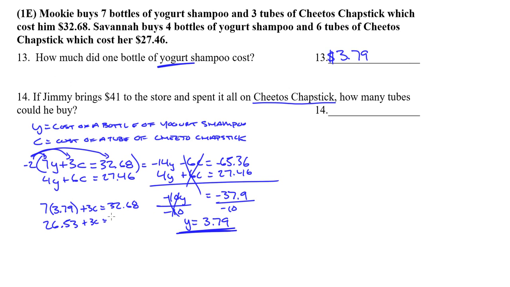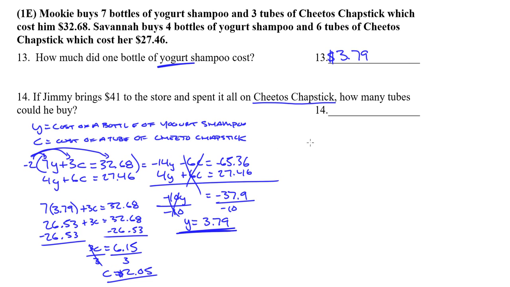On our handy dandy calculator, 7 times 3.79 gives us 26.53, plus 3C equals 32.68. Subtract 26.53. We get 3C equals 32.68 minus 26.53, and that gives us $6.15. Divide both sides by 3. And we get that C is going to equal 2.05. All right. So the cost of one tube of Cheeto chapstick is $2.05.